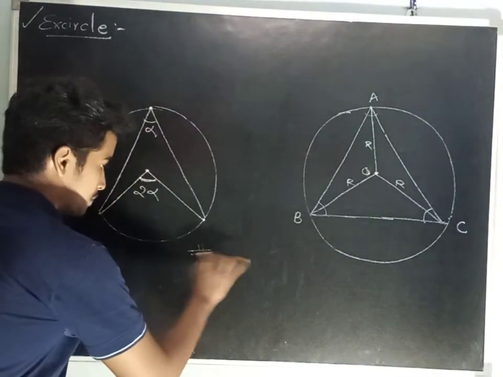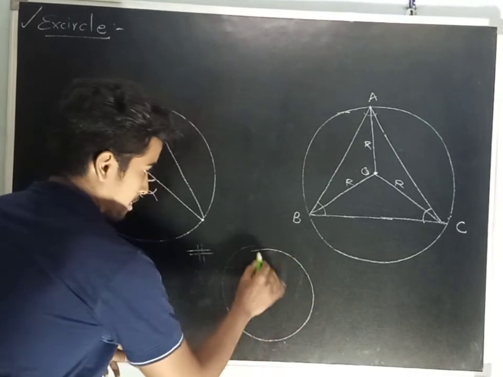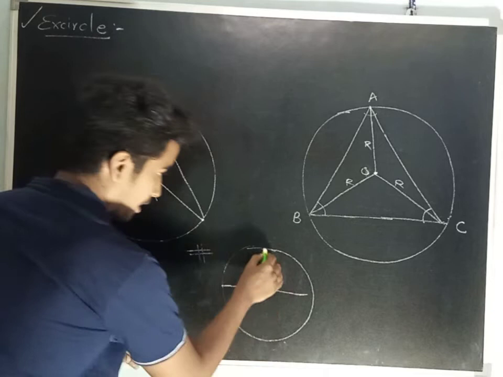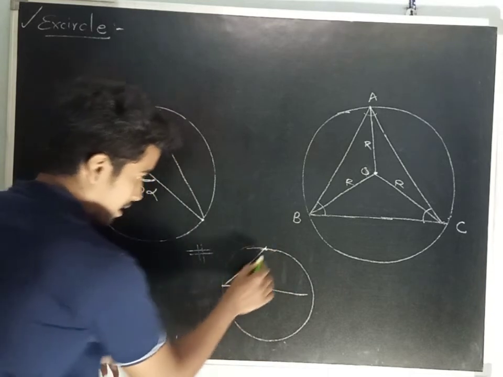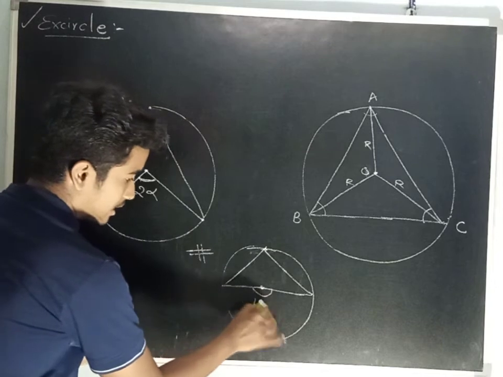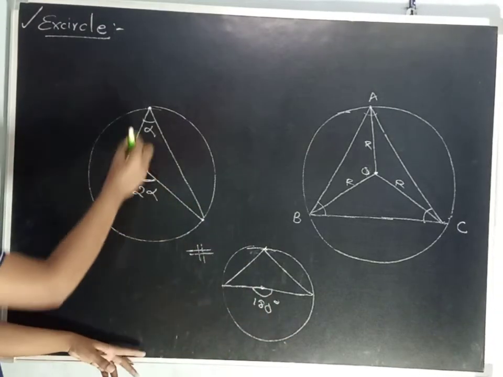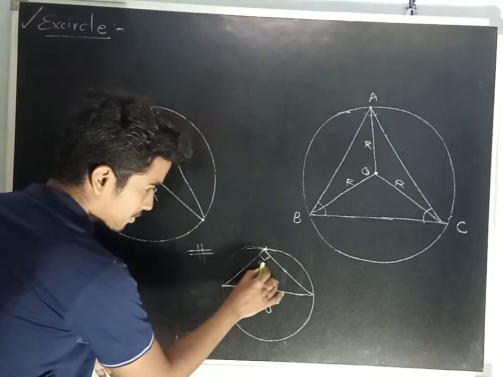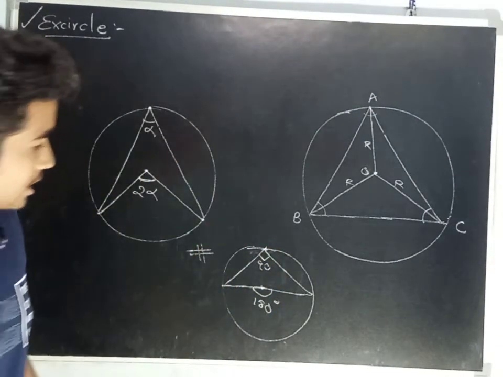And here is another special case. If the two radii are drawn like this and a point is chosen here and it is joined like this, here it is 180 degrees. Here if it is 2 alpha, then here is going to be alpha. If it is 180, then it is going to be 90. Right?